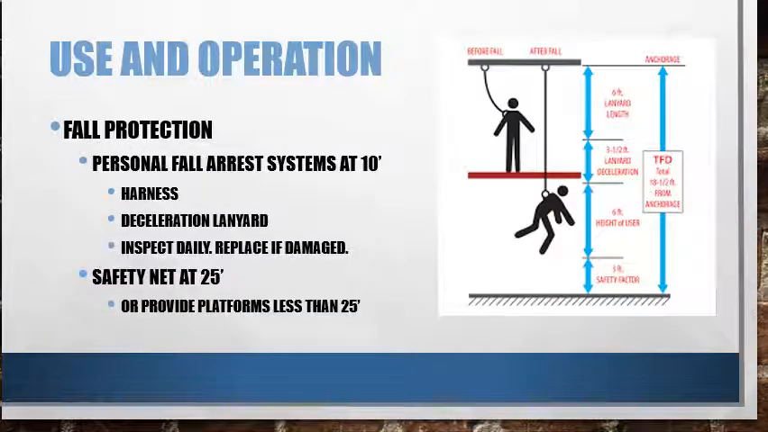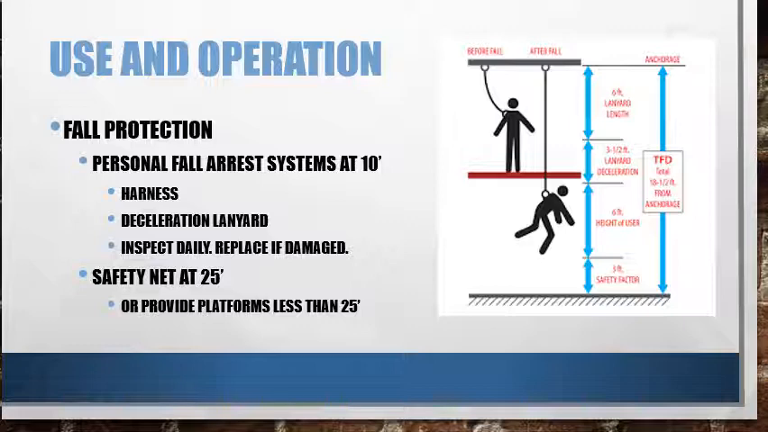Now, fall protection, particularly personal fall protection. Personal fall arrest systems start at 10 feet. They involve a harness and a deceleration lanyard, and they should be inspected daily and replaced if damaged. Or if you're at 25 feet or more, a safety net is required. Or provide a platform less than 25 feet.